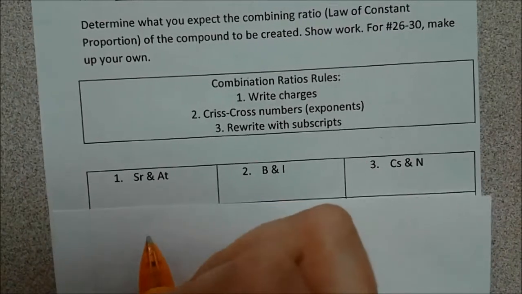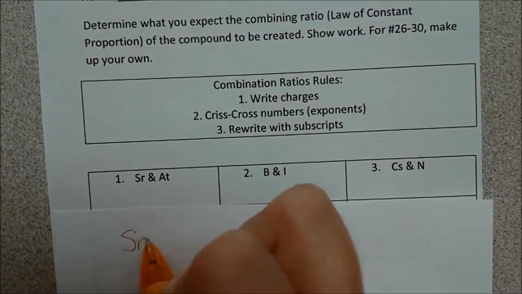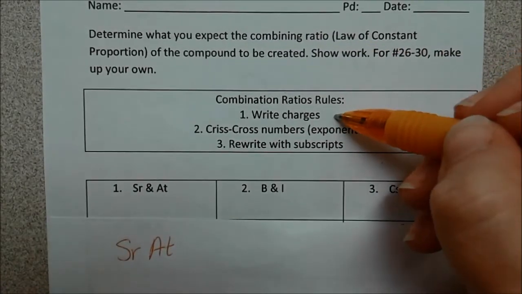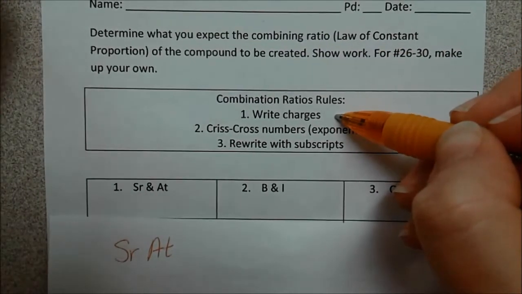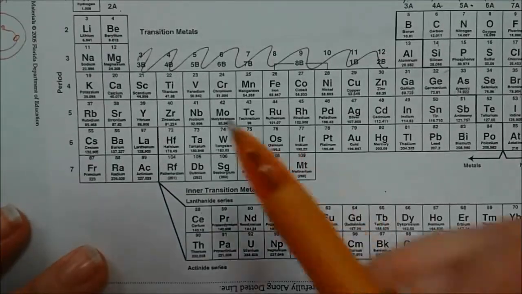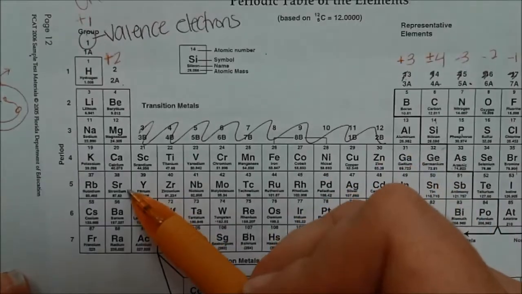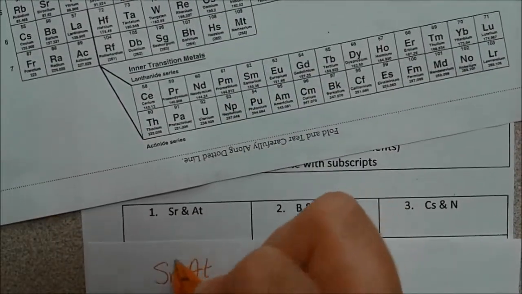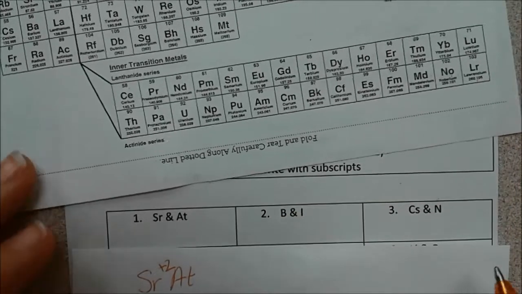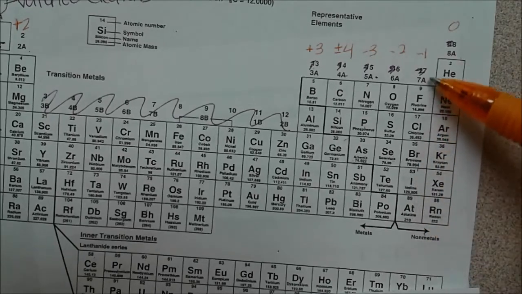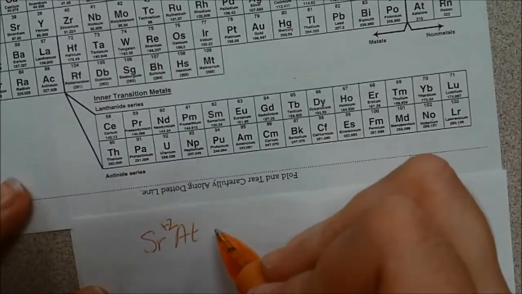So I'm going to write my equation, SrAt. The first step is to write the charges. So where do I get that information? I just look at the periodic table. Sr is right here. The charge of Sr is positive 2. I'm going to go back to here, positive 2. At on the periodic table is right here. It has a charge of negative 1.